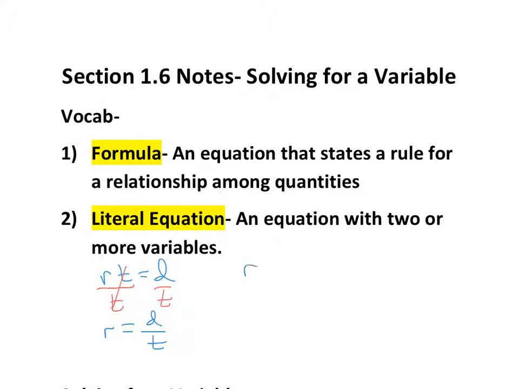We could take the same equation but solve it for t. So to undo multiplying by r, we would divide by r, which would give us the equation t equals d over r. So you've got three equations, the original, this one, and this one, all using the same formula, but all solved for a different variable.